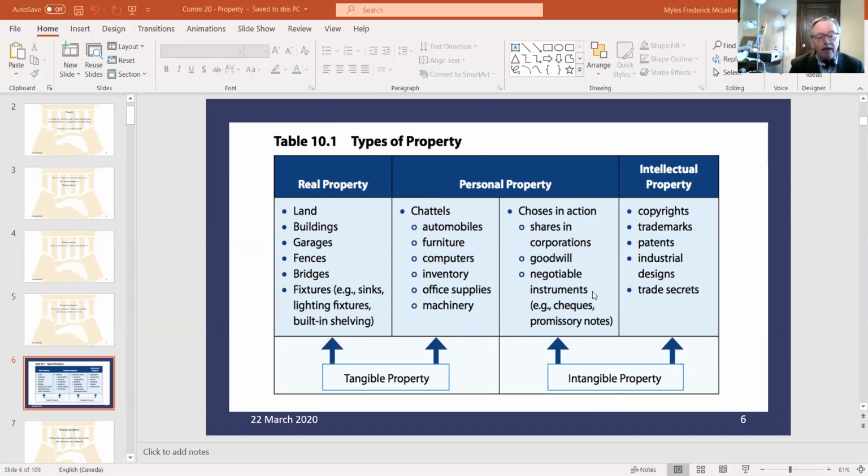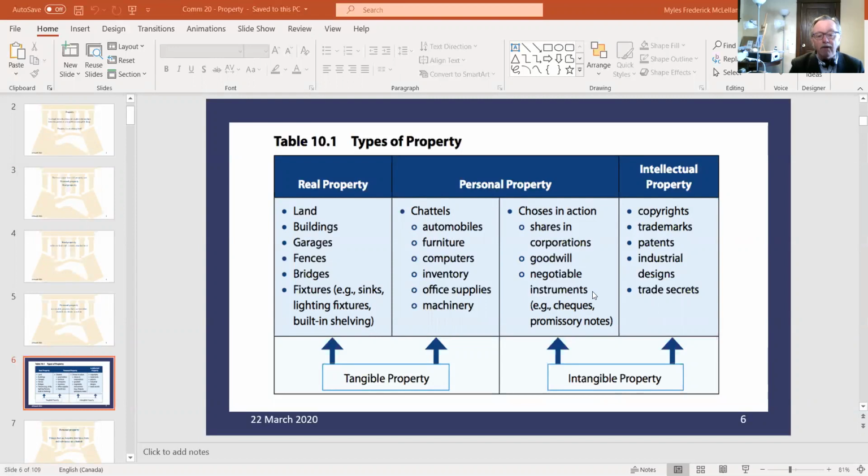So real property has the list, which is land, and then buildings attached to land, garages attached to land, fences, bridges, and again, fixtures. All of these things are attached to land. I'll explain to you what the significance of the attachment is very shortly. Personal property are either chattels, which are cars and furniture and computers, office supplies, what have you, or choses in action, which are shares in corporations, checks, and promissory notes.